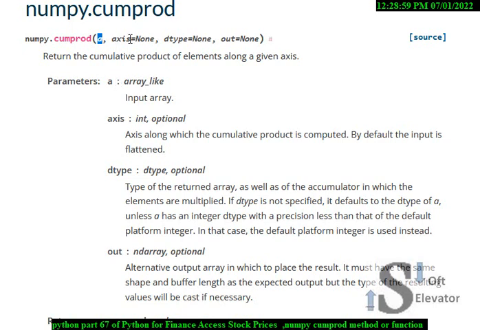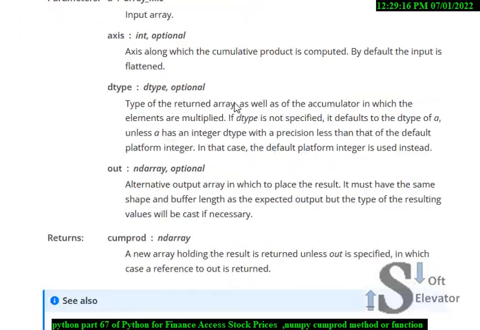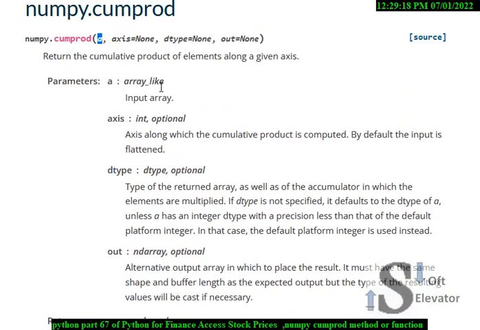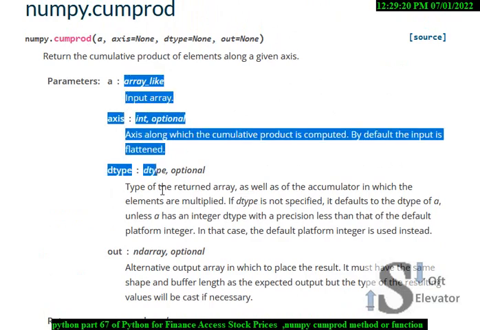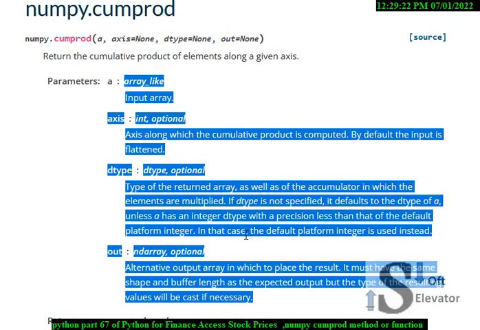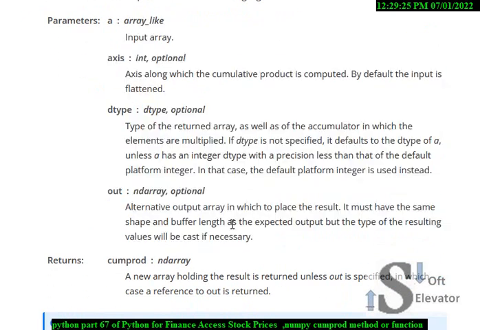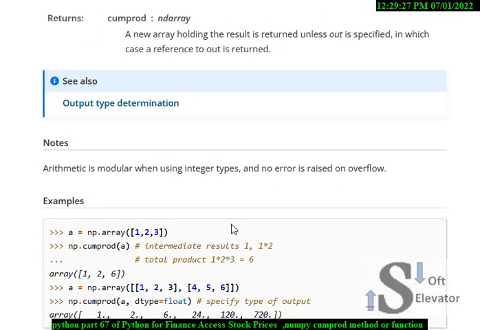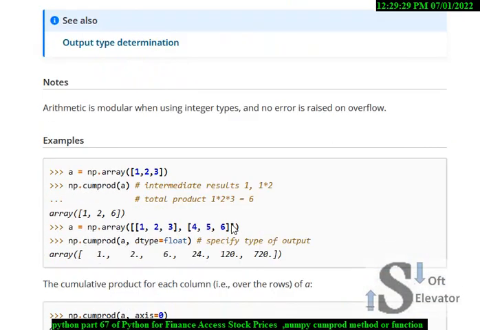Sometimes you have a second argument, which is the axis. We will show examples when there is an axis, and sometimes there are 3 parameters, a, axis, and dtype, and sometimes there are 4 parameters. So we have examples already. You can read this and learn them. I will put it in the description, but we'll show you the examples directly.